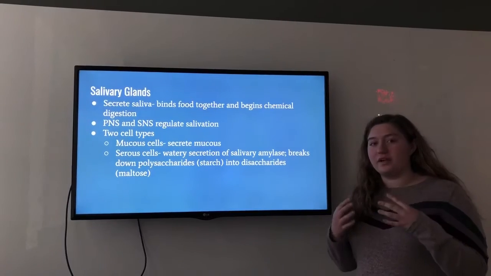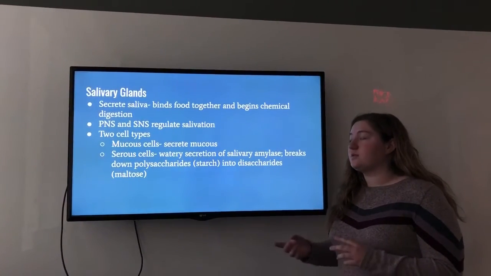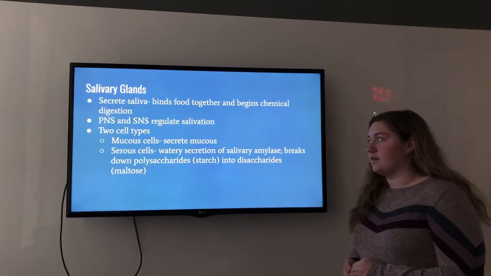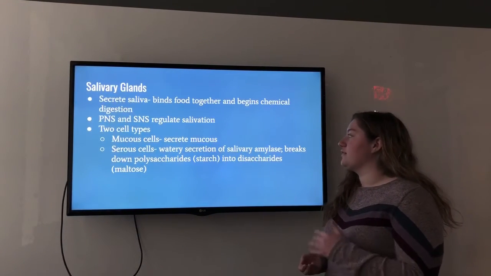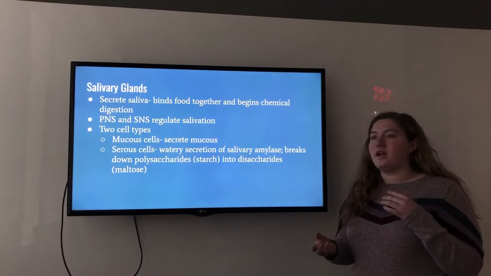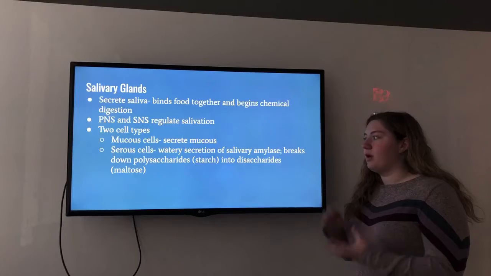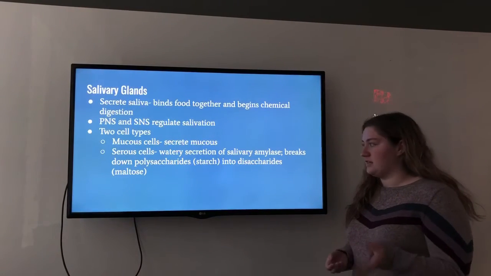Within our salivary glands, we have 2 cell types. First, we have mucus cells, and these are the ones that secrete mucus. And then we have serous cells, and they have a watery secretion of salivary amylase. Salivary amylase is what starts chemical digestion, and it breaks down polysaccharides, starch, into disaccharides, maltose.